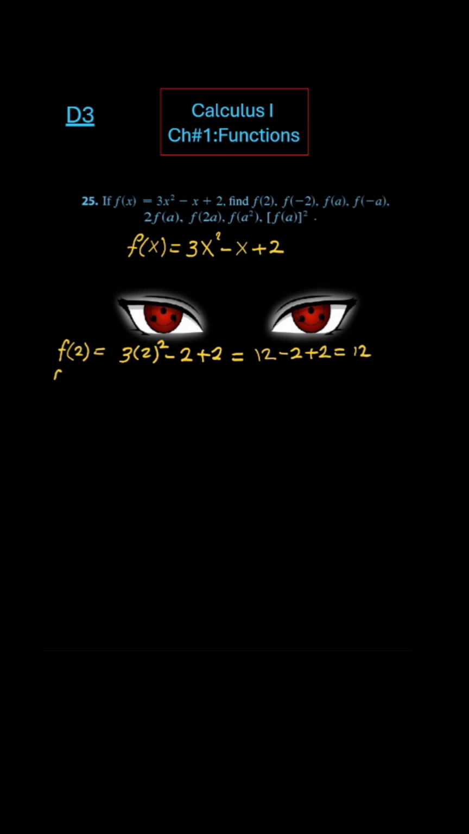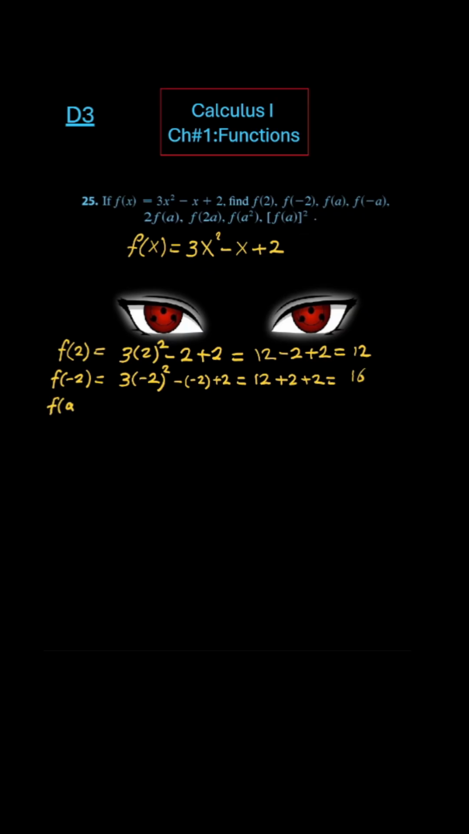Next, we find the value of the function when x equals -2. We replace x with -2 everywhere in the function. -2 squared is 4. We multiply 3 by 4, which gives 12. Subtracting -2 is the same as adding 2. Then we add 2 again. The final value is 16. So the value of the function at -2 is 16.